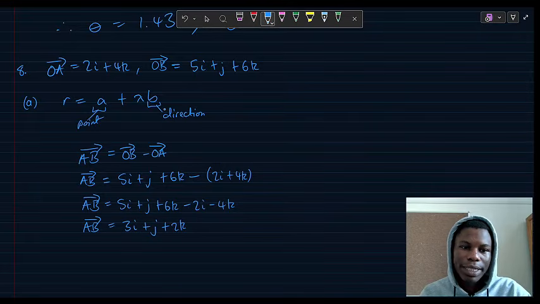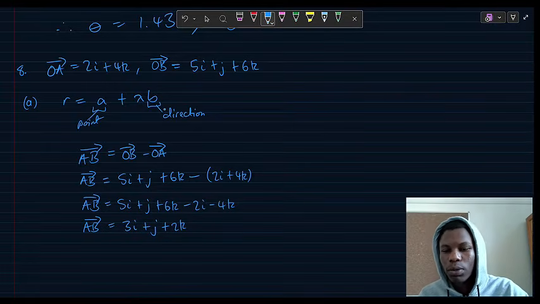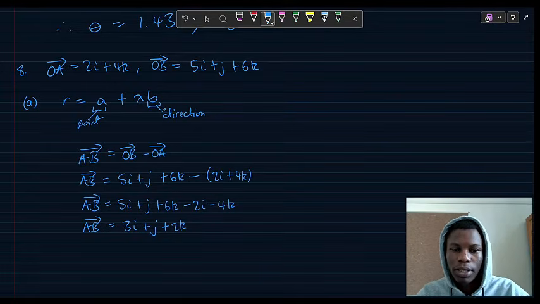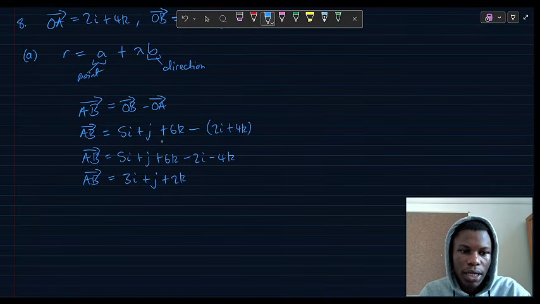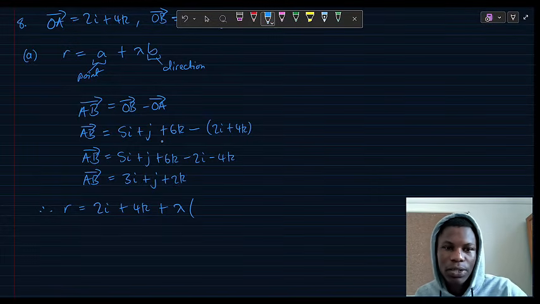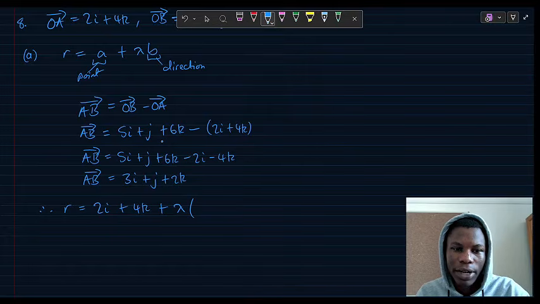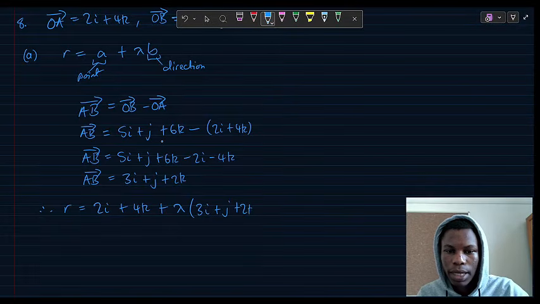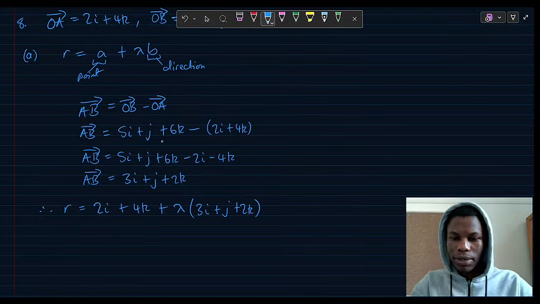In terms of points that lie on the line, i.e. for this A part, we can use either OA or OB because those are position vectors of points on the line. Doesn't matter which one you choose. So let's use OA. So we can say that r is equal to the position vector of A, which is 2i plus 4k, plus lambda, that's just some variable. Don't worry too much about it. You can put any letter you wish. And then the direction vector is AB, so 3i plus j plus 2k. And that is our final answer.